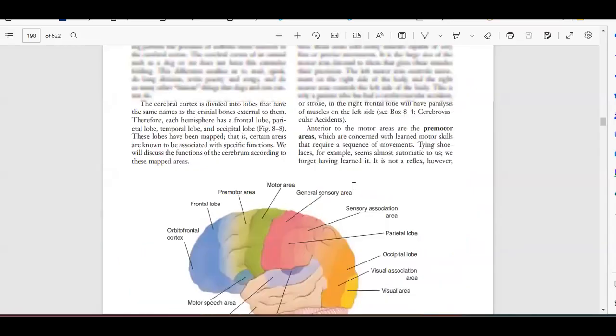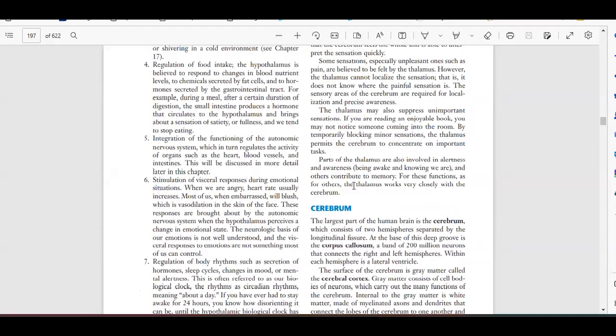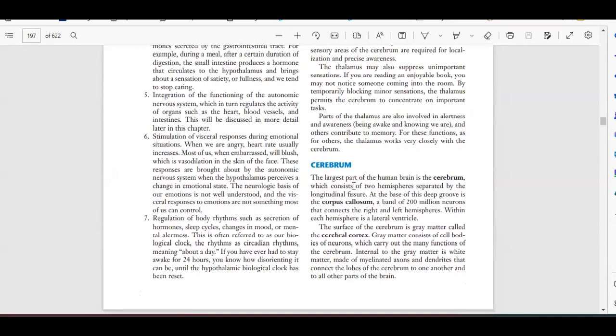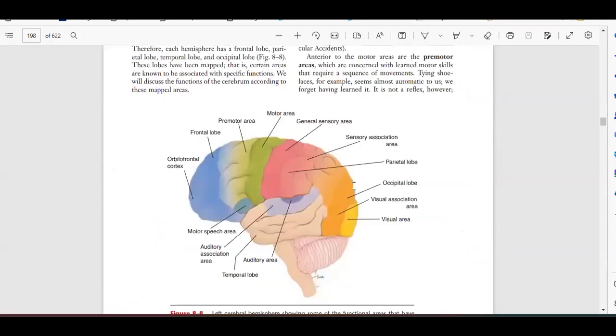So basically, yesterday we talked about the cerebrum. In the cerebrum, we have different lobes: frontal lobe, parietal lobe, temporal lobe, occipital lobe. So we already studied two lobes, that is frontal lobe and parietal lobe.